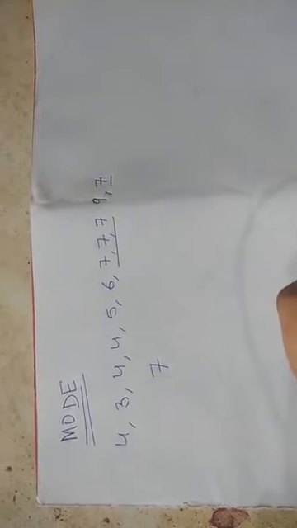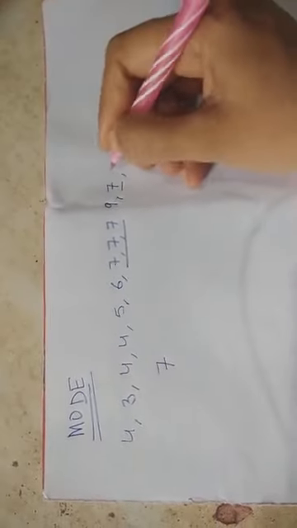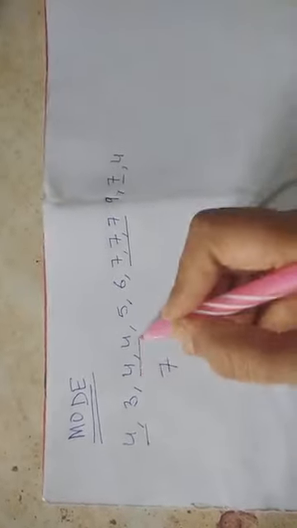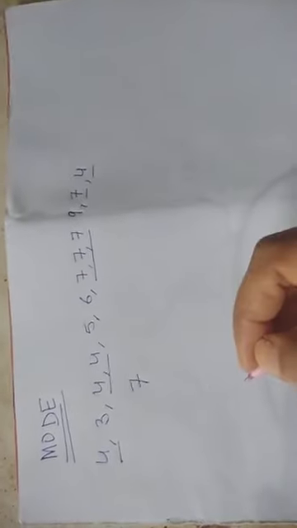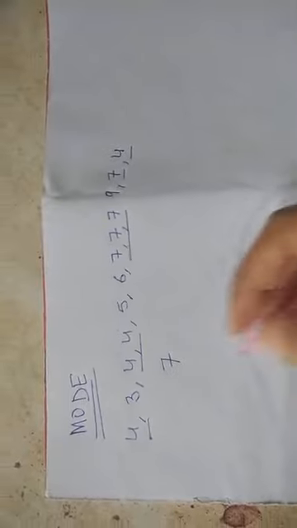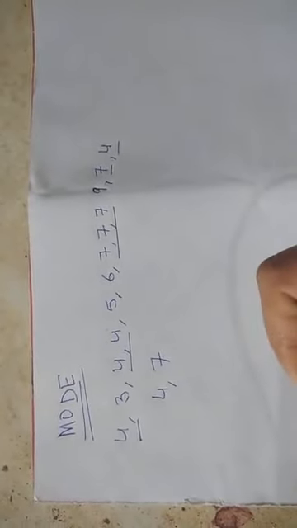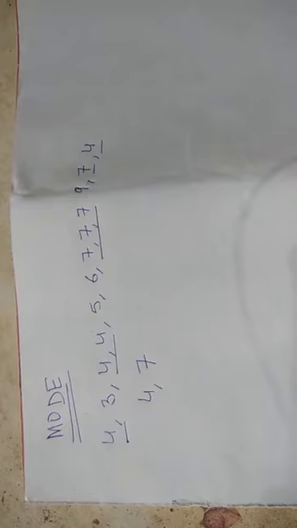Now suppose we have one more 4. In that case there are two numbers which are having equal frequency, so we will be having two modes, 4 and 7. This particular case is known as the bimodal case. So this series is bimodal. 4 is having frequency 4, 7 is also having frequency 4.